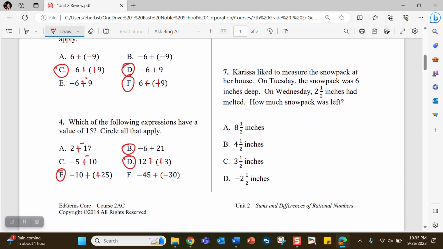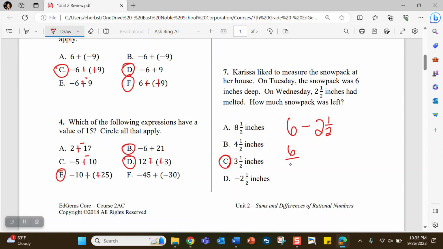Number 7 says, Carissa liked to measure the snowpack at her house. On Tuesday, the snowpack was 6 inches deep. On Wednesday, 2.5 inches had melted. How much snowpack was left? So here, this is going to be a subtraction problem. We're subtracting 2.5 from 6. Now this type of subtraction isn't super difficult if you want to do it without changing your numbers to improper fractions. If I subtract 2 from 6, that leaves me with 4 inches, and then I need to subtract another half, so that would be 3.5 inches.